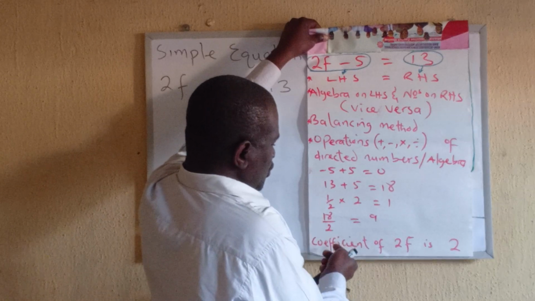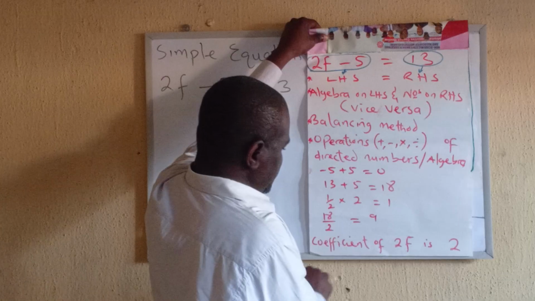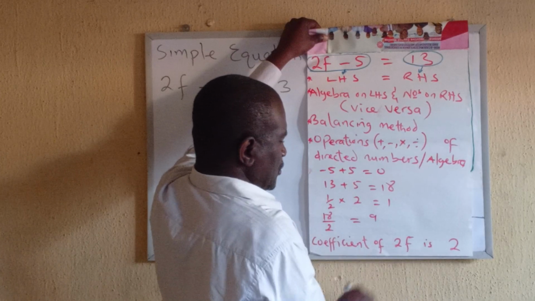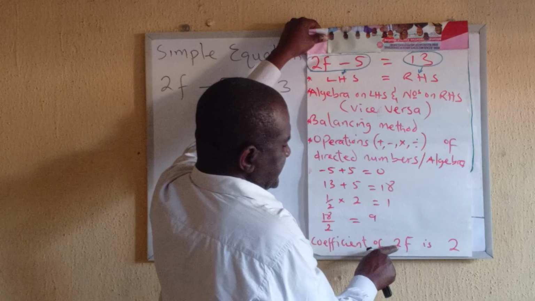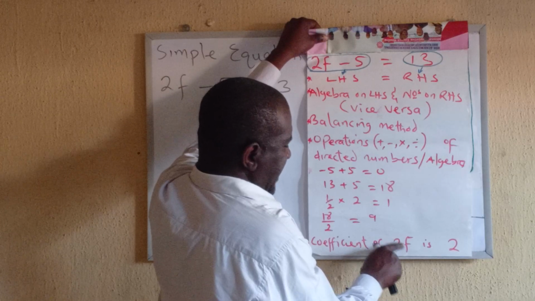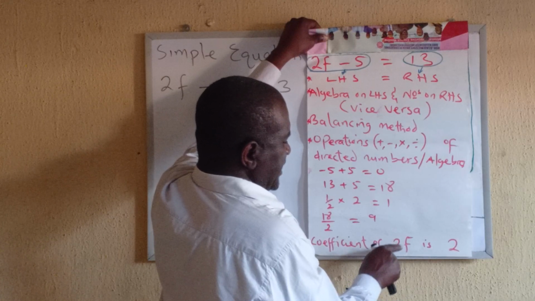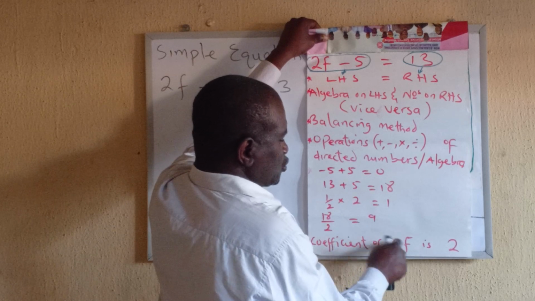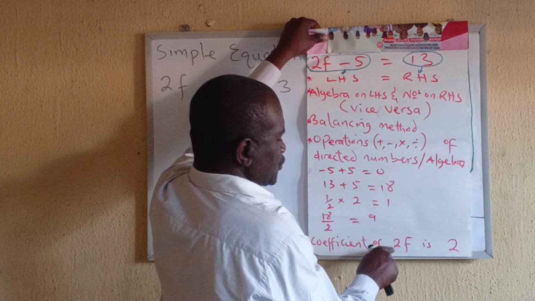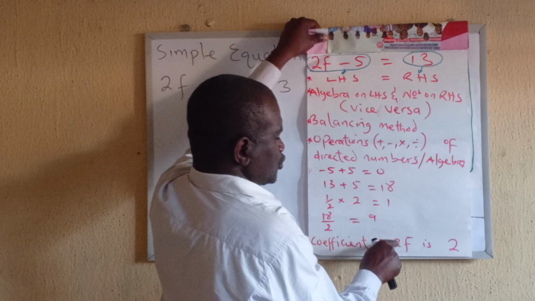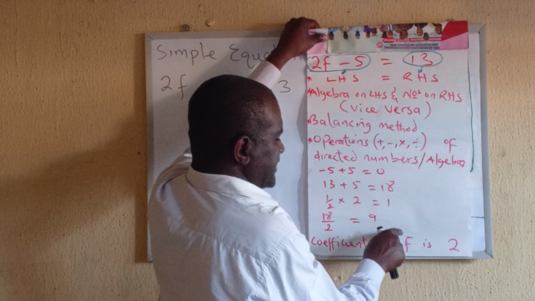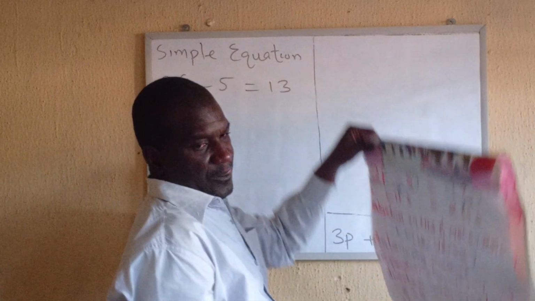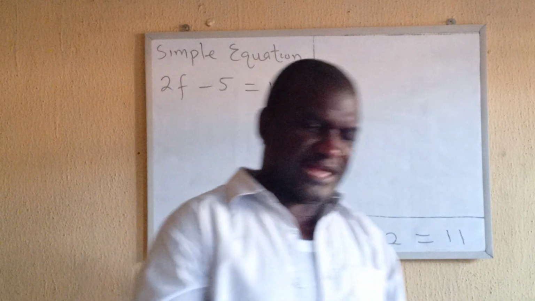You should also know in this simple one that I want to solve today that the coefficient of 2f is 2. Coefficient here is the number that is multiplying f. So when we say 2f, 2f here means 2 times f. So this 2 here is positive. It could also be minus 2. So if it is minus 2f, that means the coefficient will be minus 2. Is that okay? So now let's look at the board.